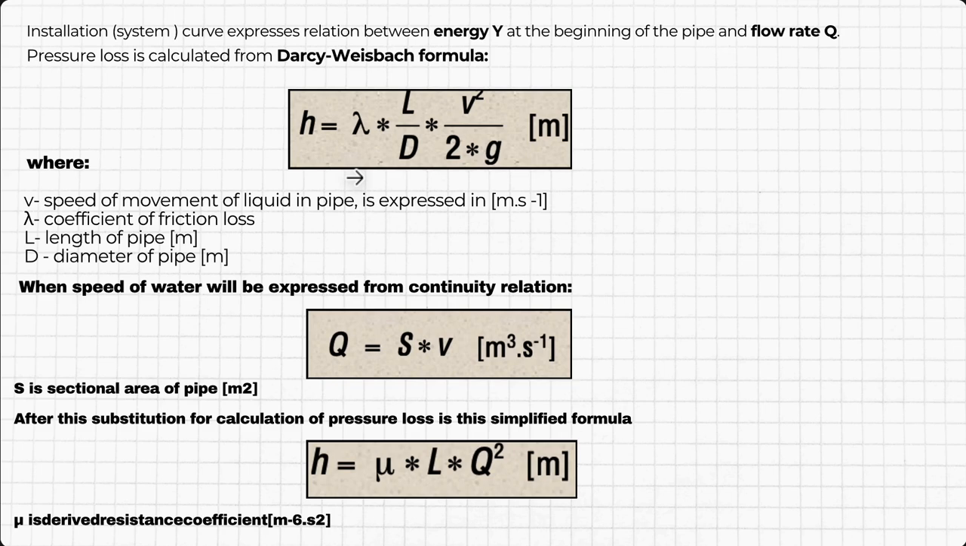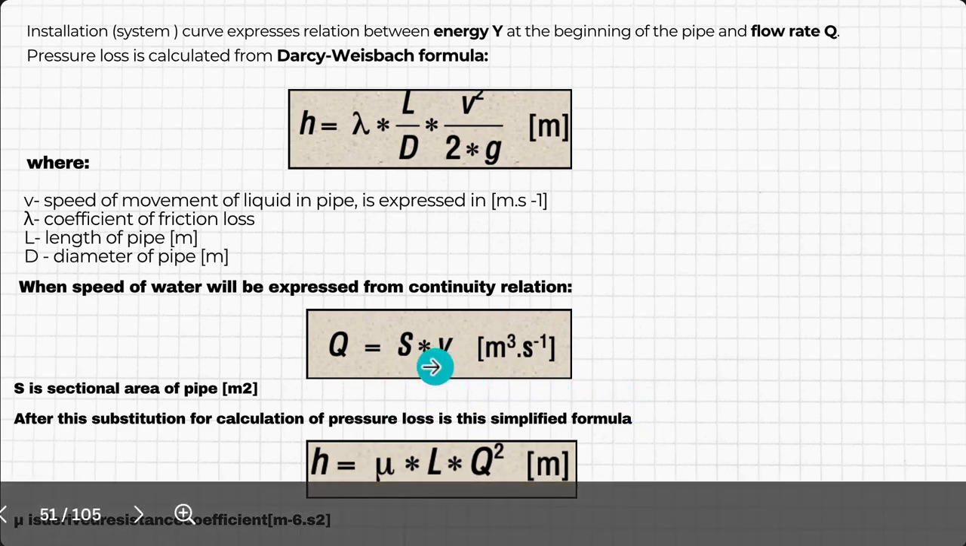Pressure loss is calculated from the Darcy-Weisbach formula. So H is equal to the lambda coefficient of friction loss over diameter of the pipe times the velocity squared over 2 times acceleration of gravity, when the speed of the water will be expressed from the continuity equation right here, which is a cross-section area times the velocity. After this substitution, for calculation of the pressure loss the simplified formula is equal to the resistance coefficient times the length of the pipe times Q squared.